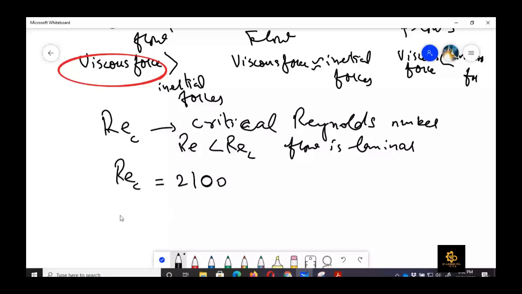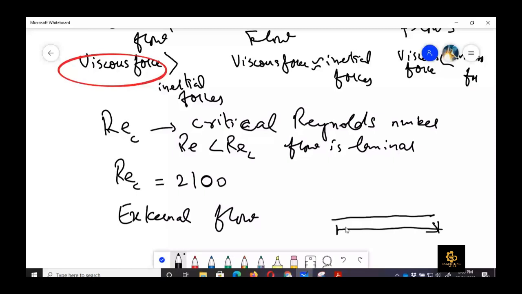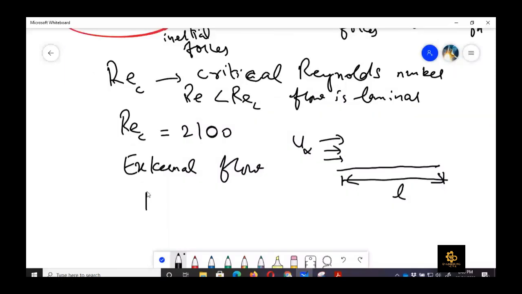So for external flows, when we have a flow over a surface, say this surface is of length L, and U infinity is the velocity coming over this plate, then we define the Reynolds number for this case as U infinity times length divided by mu. And the critical Reynolds number in this case is 5 into 10 to the power 5.